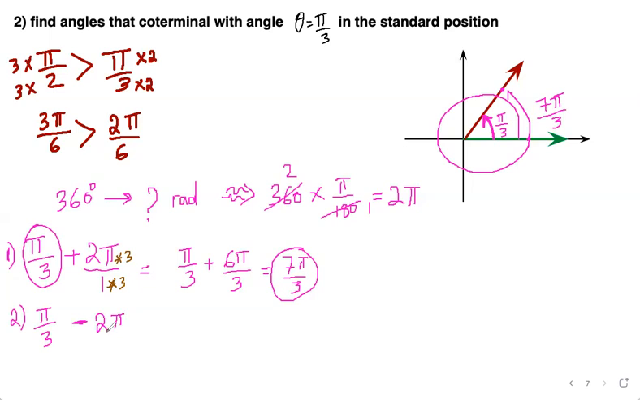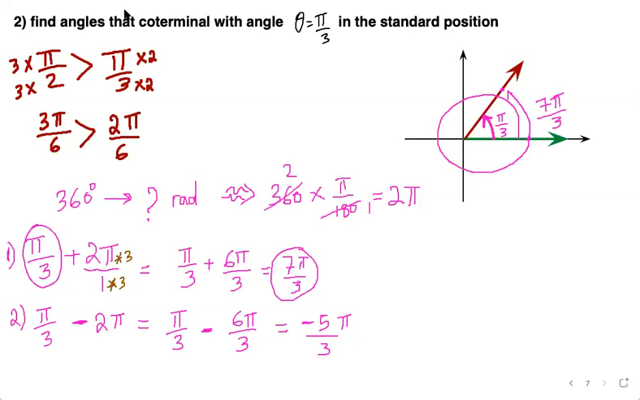So the same idea, I have to make the denominators equal. This is equal to pi over 3 minus 6 pi over 3. Now if I want to subtract, 1 minus 6 is minus 5. Exactly, thank you, Bilal. Minus 5 pi over 3. So the same idea, but instead of the rotation being counterclockwise, it will be clockwise.